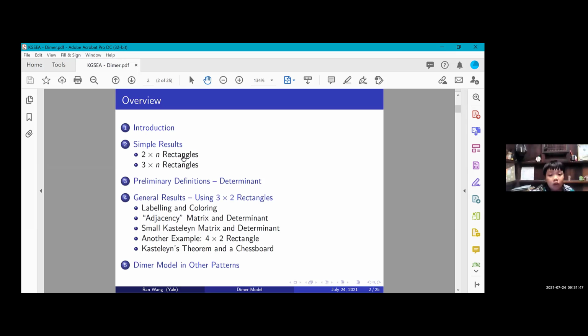Okay. So then I'll give some preliminary definitions like determinant. Some of you may have heard this before, but some of you may not. I won't go too deep into that. I'll just touch on it, and then I'll discuss some of the general results. We will consider some more complicated cases, but for simplicity, I will just use 3 times 2 rectangles as an example and help you walk through how we derive the theorem. And finally, I will show the dimer models in some other patterns.